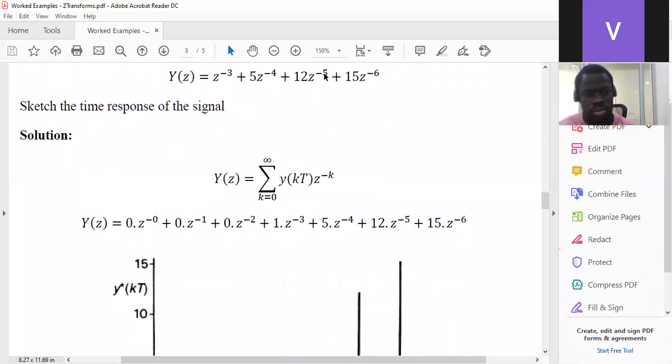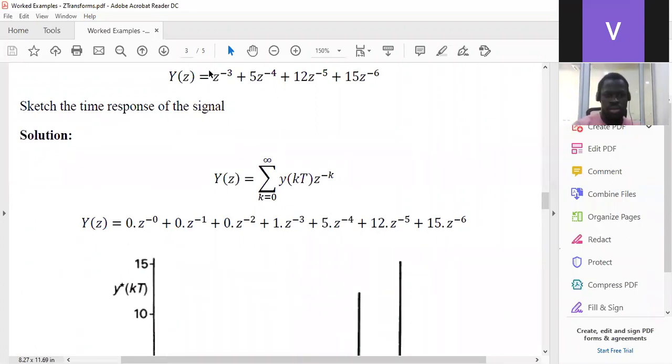Then if you look at the question properly, you observe that in this definition of the Z transform, K starts from 0 to 1, 2, 3, 4, 5, then to infinity. But here it's starting from Z minus 3, and you have Z minus K here. So it's starting from Z minus 3. The conclusion of that is that the previous terms are 0.